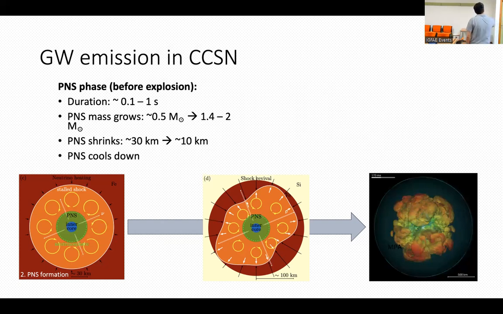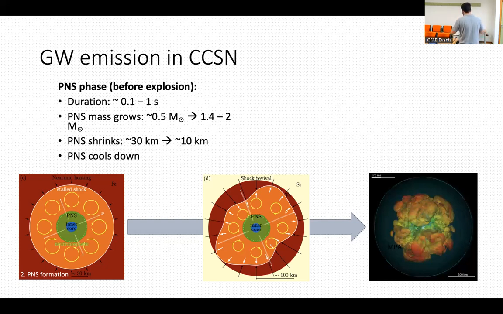So as I say, this phase is quite short, about 0.1 and up to 1 second. It does not depend on what the final outcome of the supernova is. There is a neutron star or a black hole or whatever. This phase of gravitational wave emission is more or less always happening. And during this time, the proto-neutron star is accreting mass from the iron core and growing, starting from 0 solar masses up to maybe 1.4 and 2 solar masses, depending on the case.